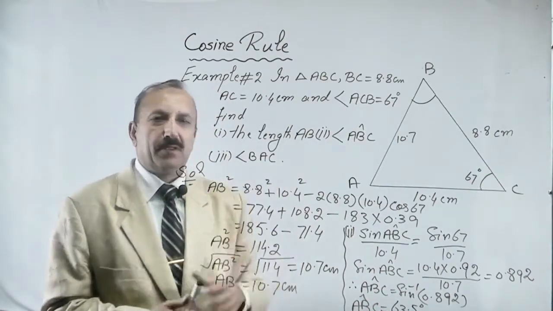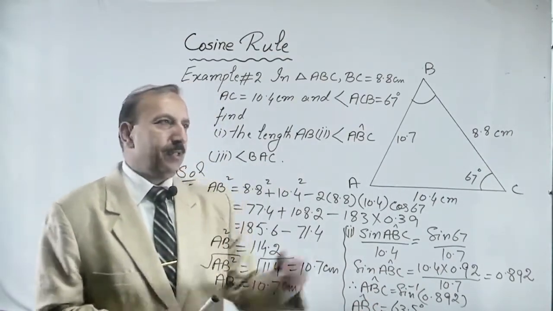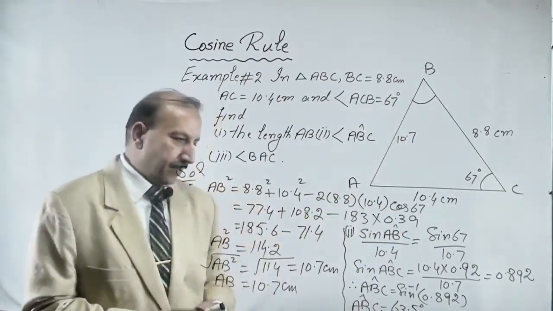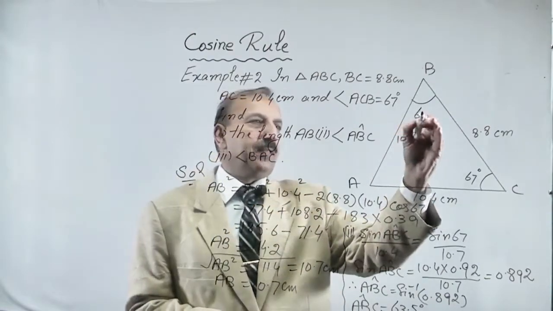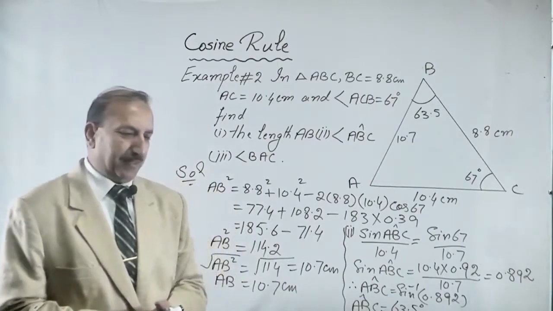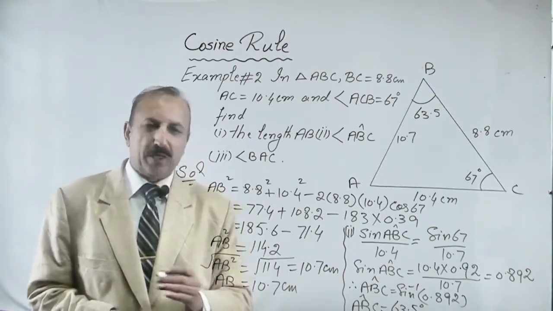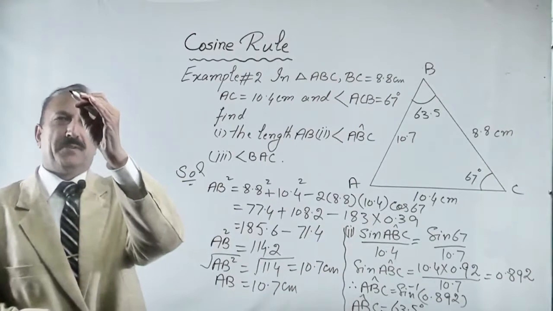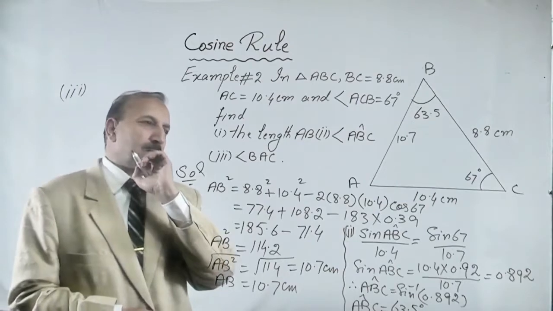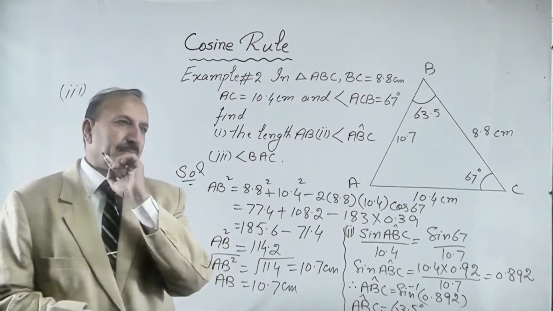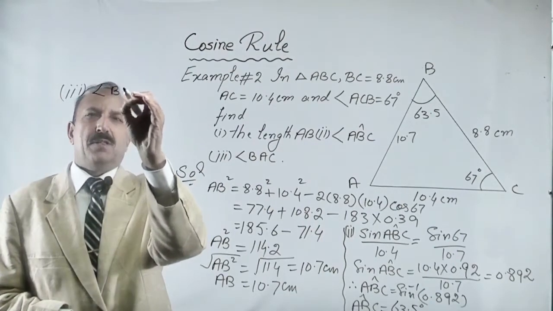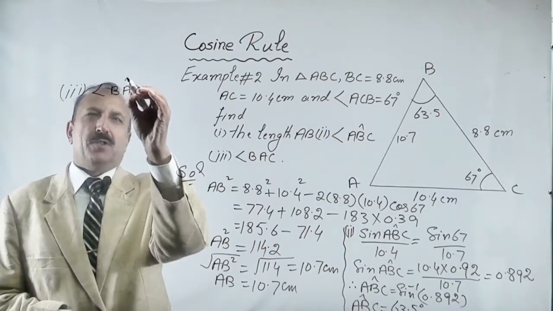And there is part number 3, BAC. The BAC angle we are supposed to find. We have two angles. Now the last angle is 63.5. If we want to find this angle, part number 3, look here. This is part number 3, my dear, where we are supposed to find the third angle, that is BAC. Angle BAC we need to find.